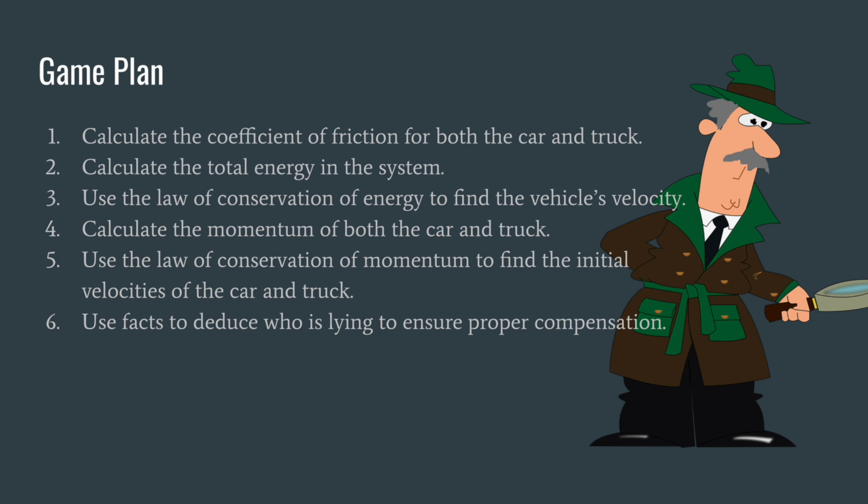To begin tackling this problem, I first found the coefficient of friction by using the friction equation, and then I used that to calculate the total work done by friction in the system, and that allowed me to set that equal to kinetic energy to find the final velocity of both the car and the truck after the collision. This then, due to conservation of momentum, allowed me to find the initial velocities of the car and truck, which then allowed me to figure out who was lying in the situation.